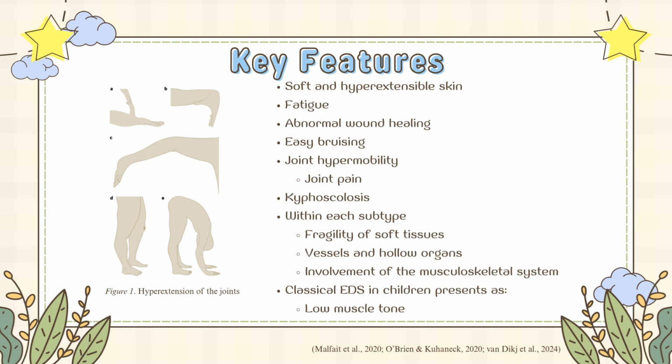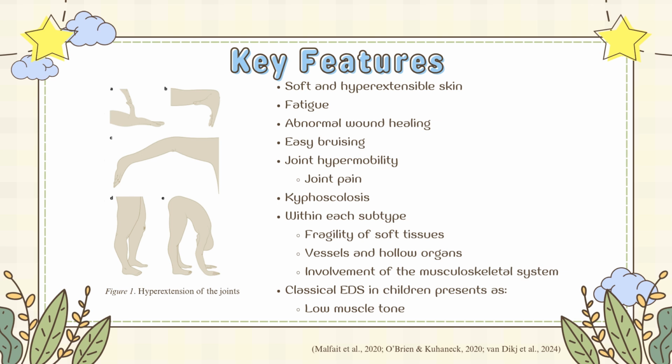The key features of EDS include skin that is very soft and hyperextensible, overall fatigue, abnormal wound healing of the skin, easy bruising due to fragile skin, joint pain from joint hypermobility, kyphoscoliosis, and each subtype will experience fragile soft tissue, vessels, hollow organs, as well as involvement of the musculoskeletal system. And classical EDS in children typically presents as low muscle tone.